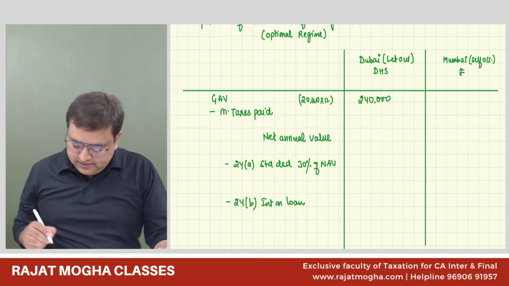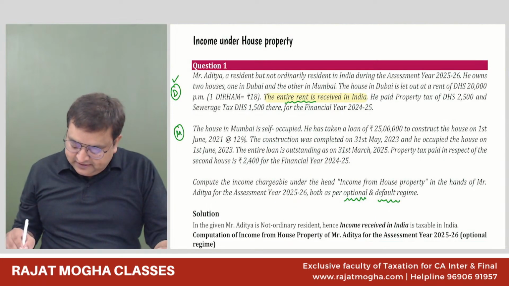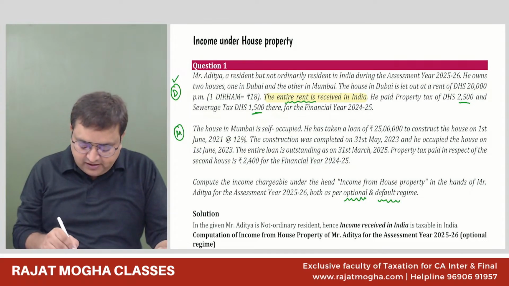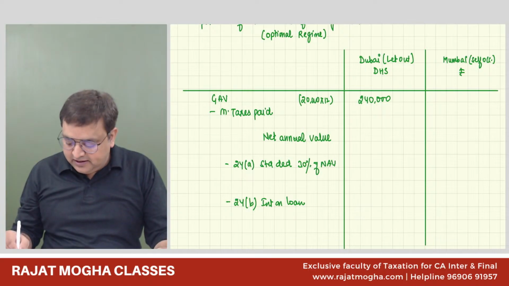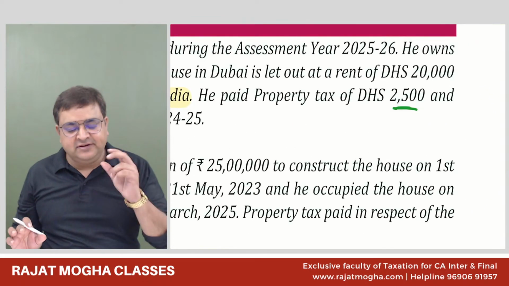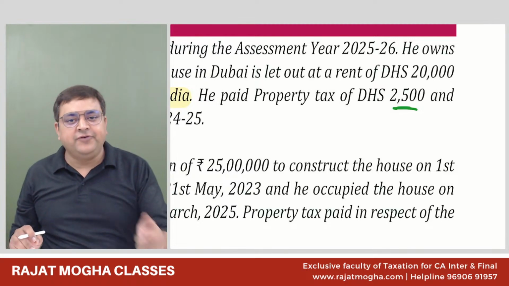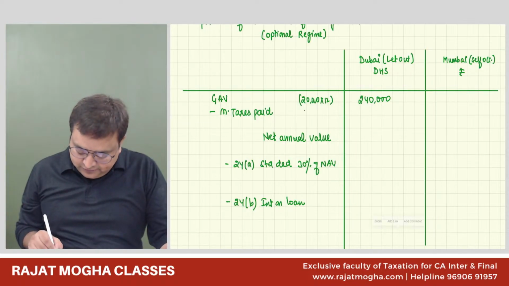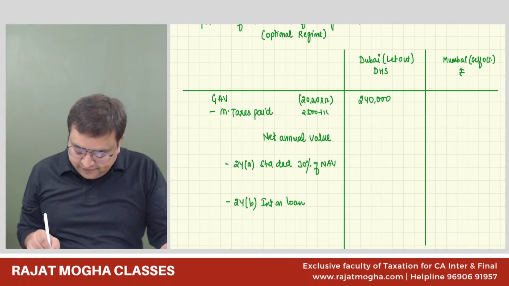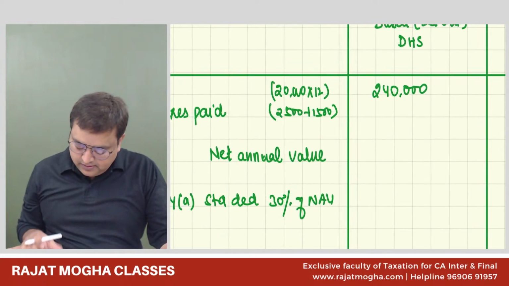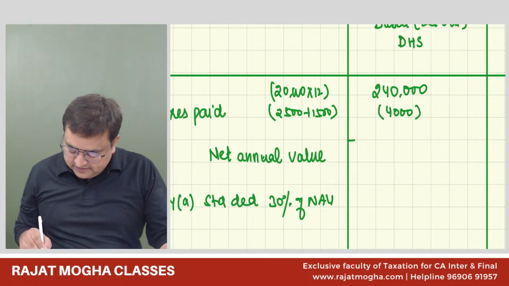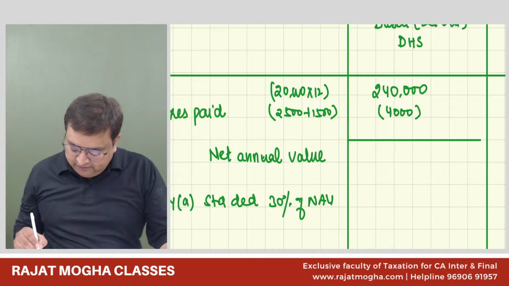Municipal taxes paid. Property taxes and sewerage taxes both are part of municipal taxes. 2,500 plus 1,500. It is not per month. They have just given dirhams 2,500 and dirhams 1,500. So it is 4,000 dirhams. So 2,500 plus 1,500, 4,000 is the municipal taxes. So the net annual value is 2,36,000 dirhams.